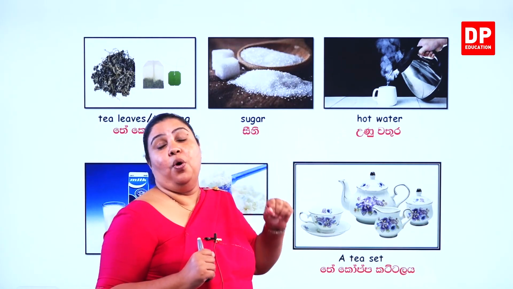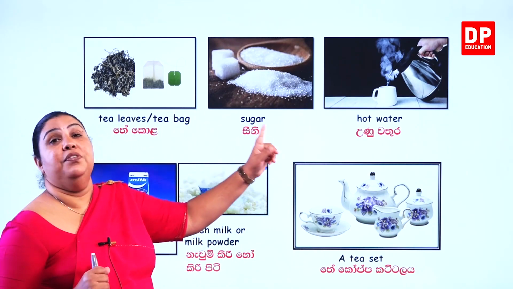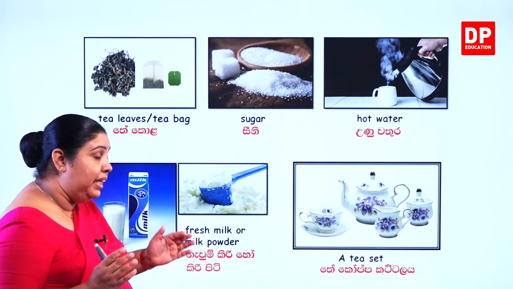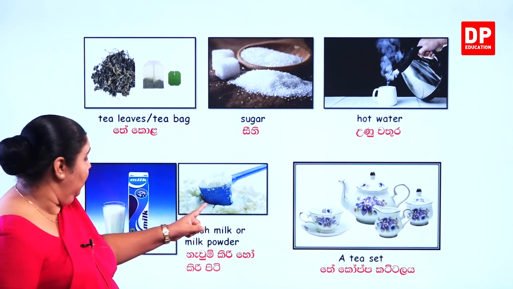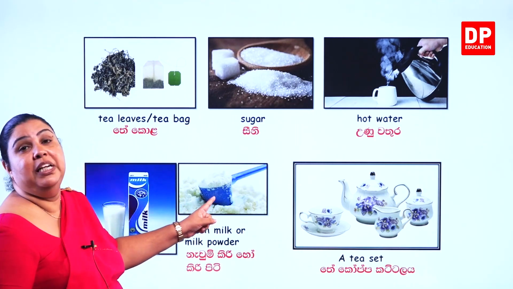We want hot water to make our tea. Other than the tea and the sugar, we want hot water. So, and I told you if we want a milk tea, that we need to have some milk powder or fresh milk. Now this is fresh milk and this is milk powder.